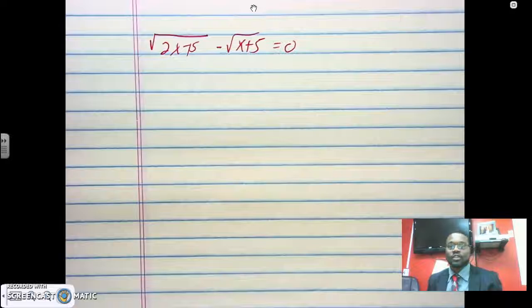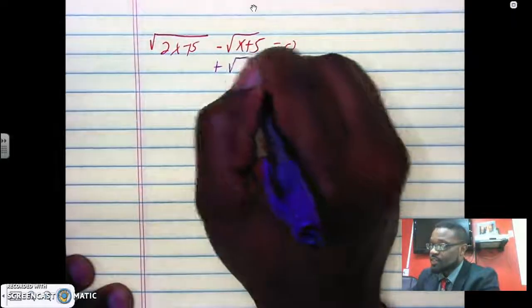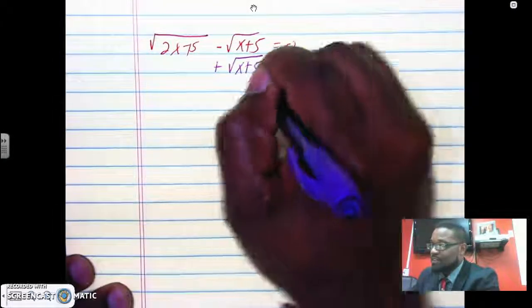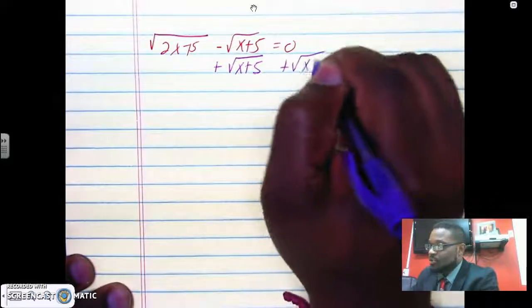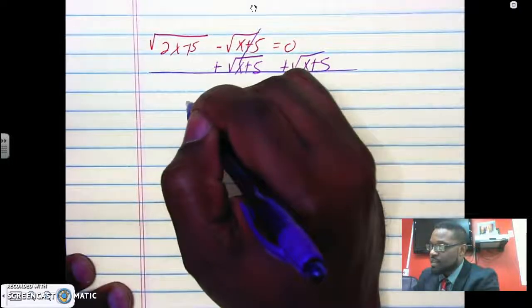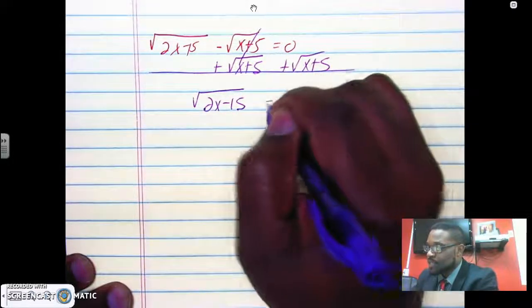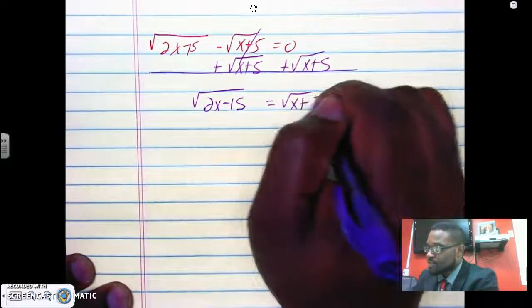Alright, let's try to quickly run through what about if we have two radicals. If you got two radicals, you want to see if you can get one on each side. So the first thing I do is I take my negative radical and I'm adding it to both sides of my equation. Therefore, my equation is really going to be the square root of 2x minus 15 equals the square root of x plus 5.